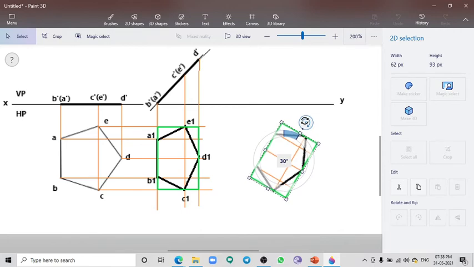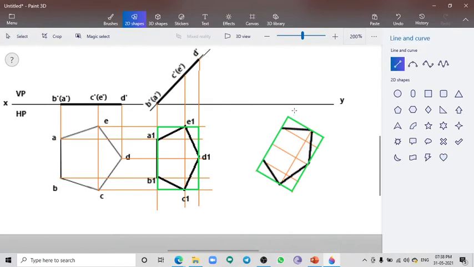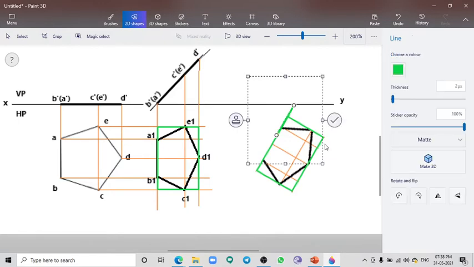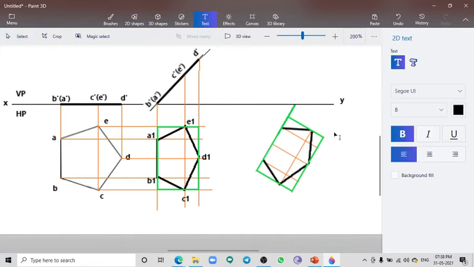So this is approximately equal to 30 degree. This is the line of projection. This is the 30 degree line. I am going to give namings as A2, B2, C2, D2, and E2.